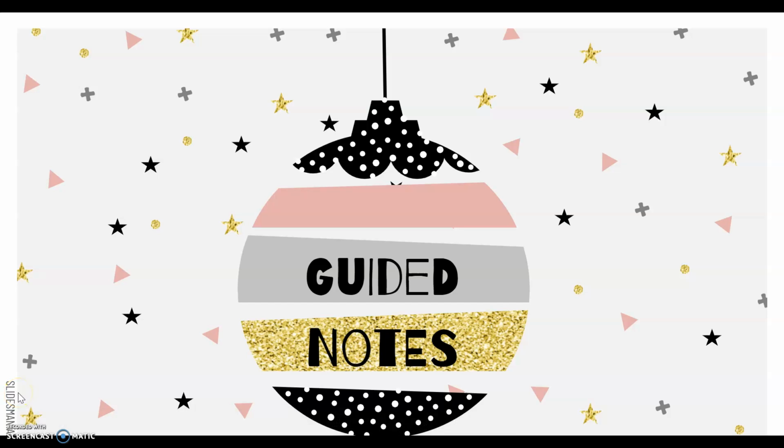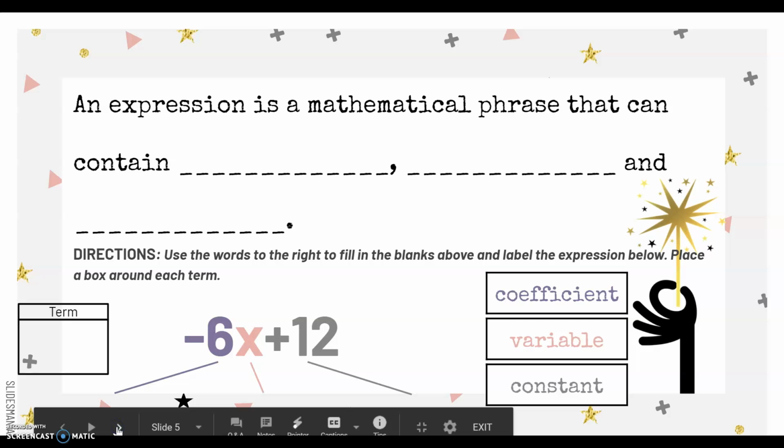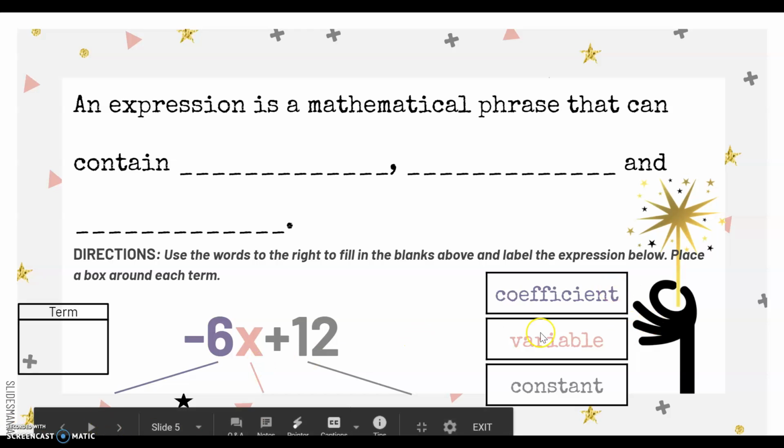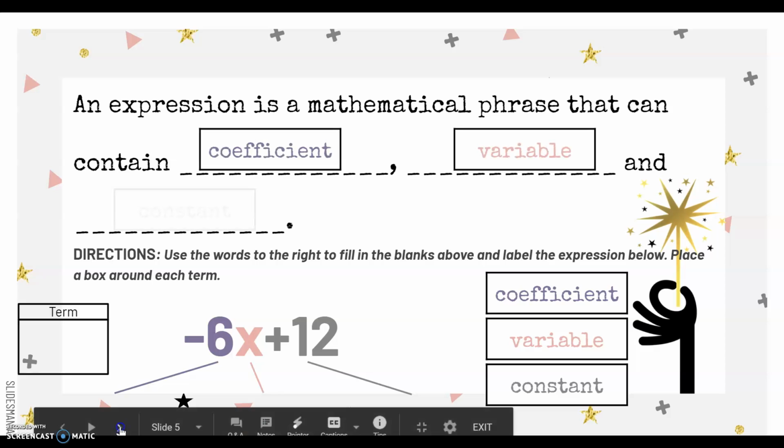All right, welcome to the guided notes of Unit 6, Lesson 1, Simplifying Expressions. All right, so an expression is a mathematical phrase that can contain, and we're going to use this word bank to fill in these words and label this expression down here. So an expression is a mathematical phrase that can contain coefficient, variable, and constant values.